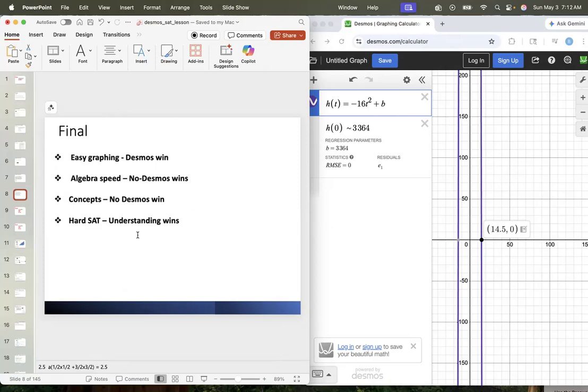Hard SAT, who wins? Understanding wins. If the question is hard, understand it. If you understand it, solving it can be easier. You can then input it to what? Desmos, and Desmos will help you. This is the way you do it.